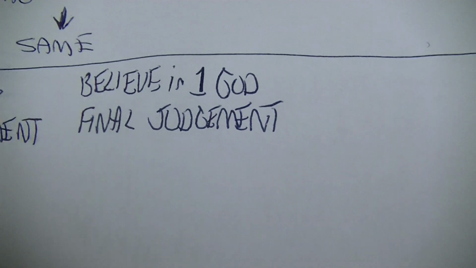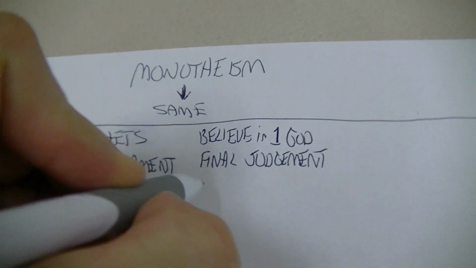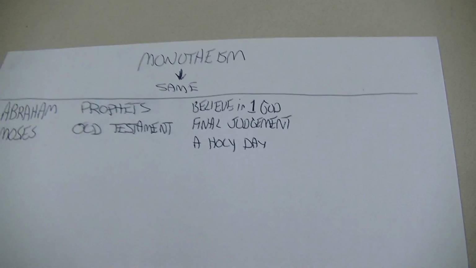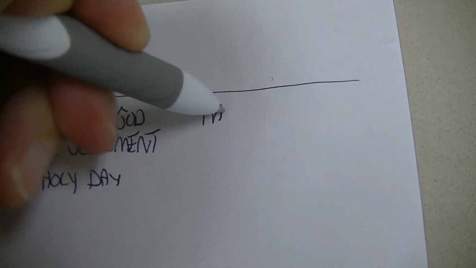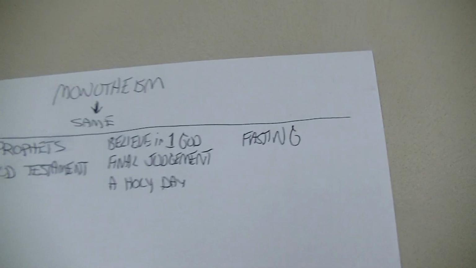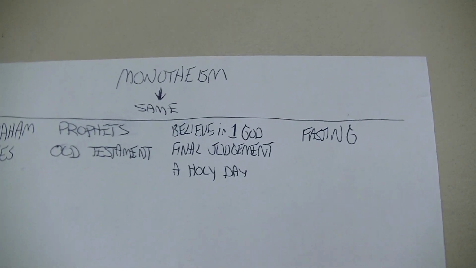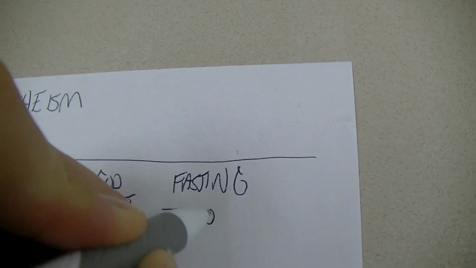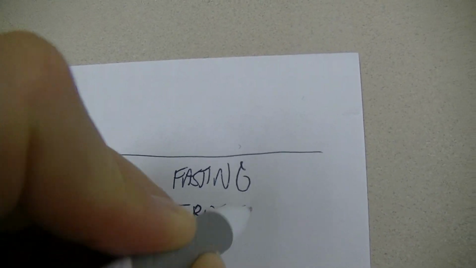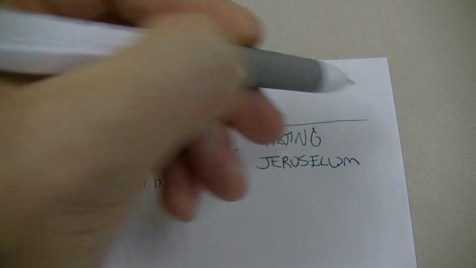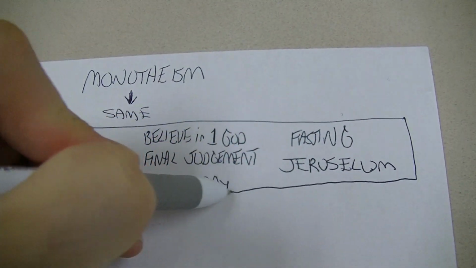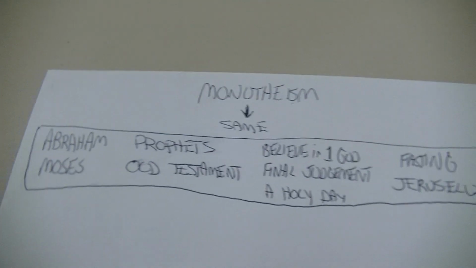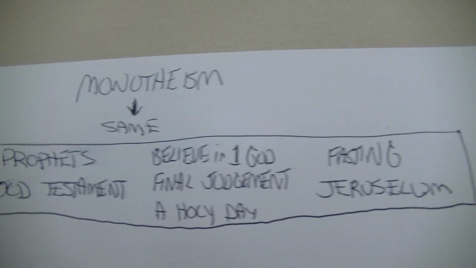Okay, but they're all different. They believe in a holy day, but they'll all be different. They believe in fasting. And they all look to one city as a very holy city, a holy place, Jerusalem. Now, I could add a lot more, but I'm going to stop there. If you'd like to add some more, you may do that. Okay, so monotheism, there's the things that they have that are all the same.